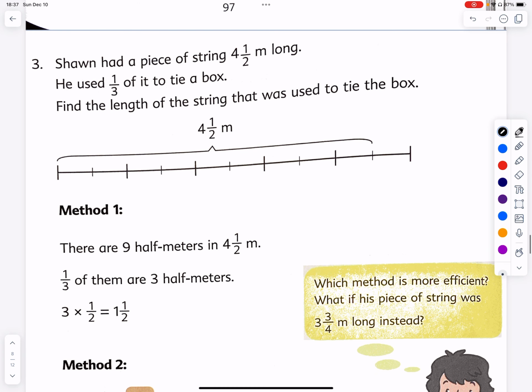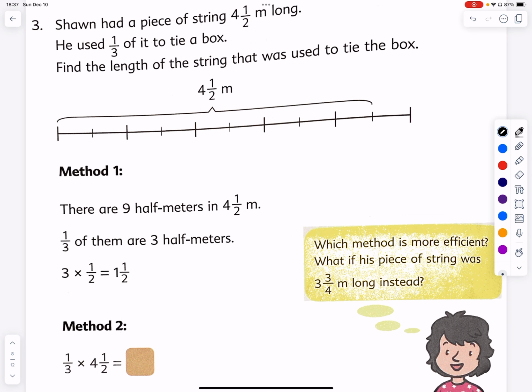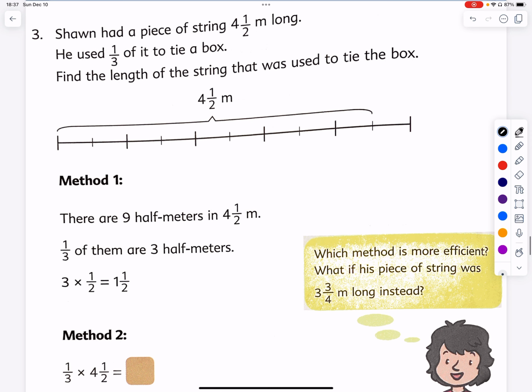Let's continue. Problem number 3. Sean had a piece of string 4.5 meters long. That's a beautiful mixed number, right? 4.5 meters. He used 1/3 of it to tie a box. Find the length of the string he used. Well, in order to find 1/3 of anything, we just multiply, correct? So mathematically, we would say 4.5 times 1/3.